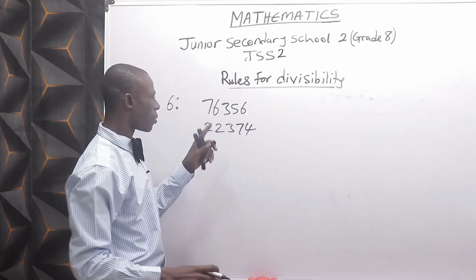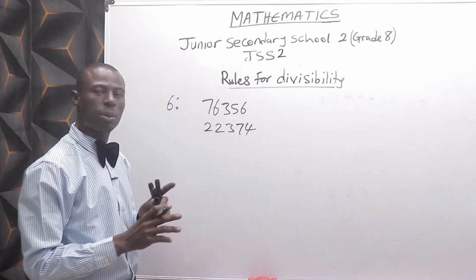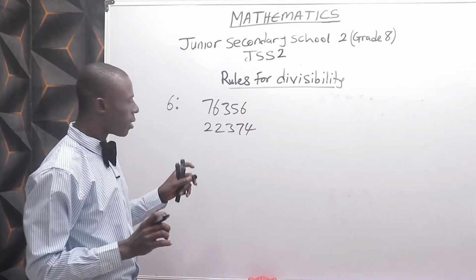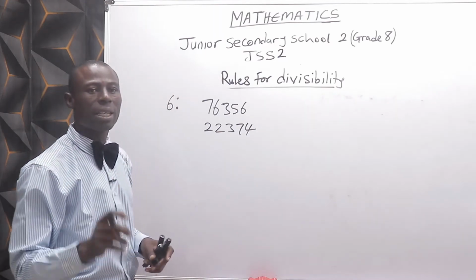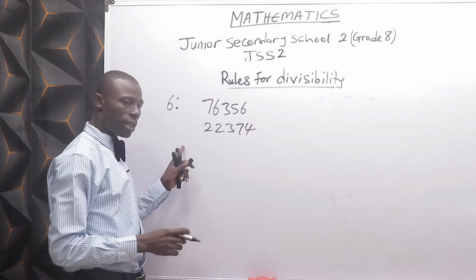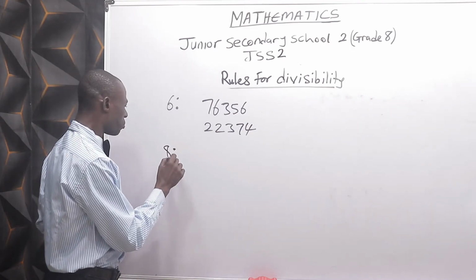14 plus 4, that is 18. 18 is exactly divisible by 3. 3 can divide 18. That means the whole number is exactly divisible by 6. Let's consider another number, 8.